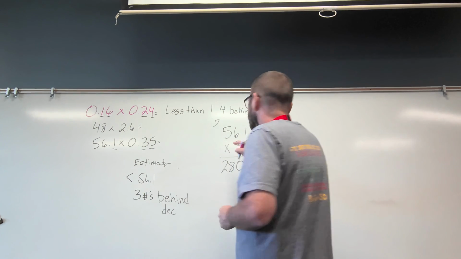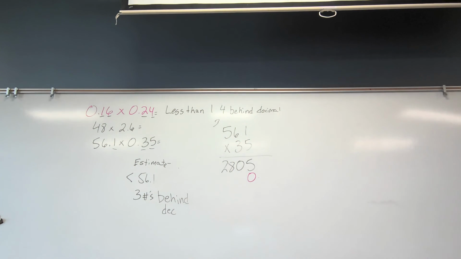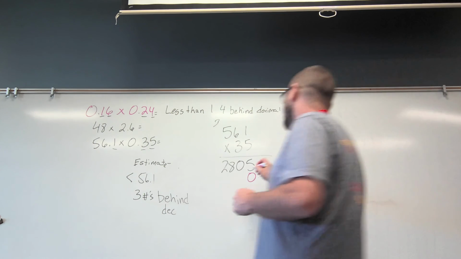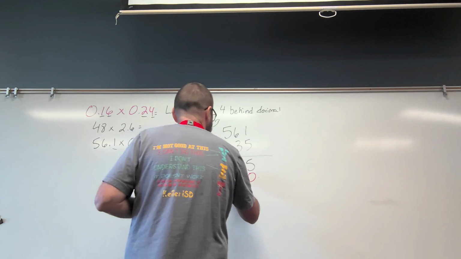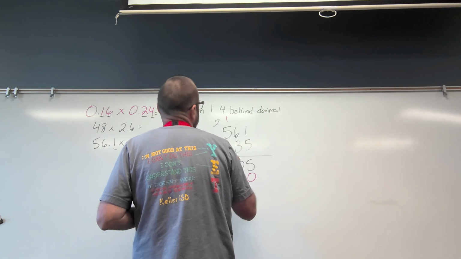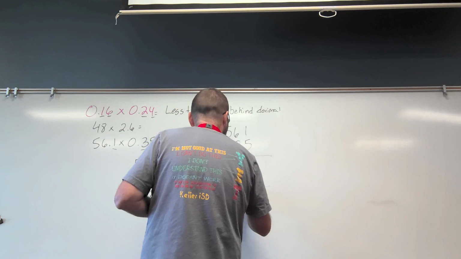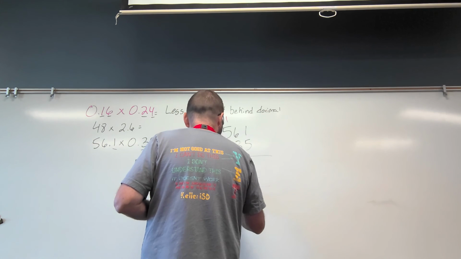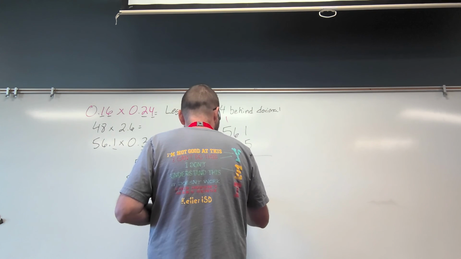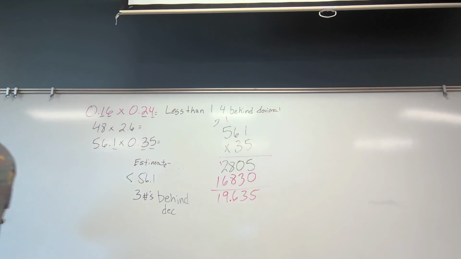I put my 0 because now I'm moving to the tens place. 3 times 1 is 3. 3 times 6 is 18. Carry the 1. 3 times 5 is 15. Plus 1 is 16. I have 5. I have 3. I have 6. I have 9. I have 1. 3 numbers behind the decimal point. And I should have 19 and 635 thousandths.